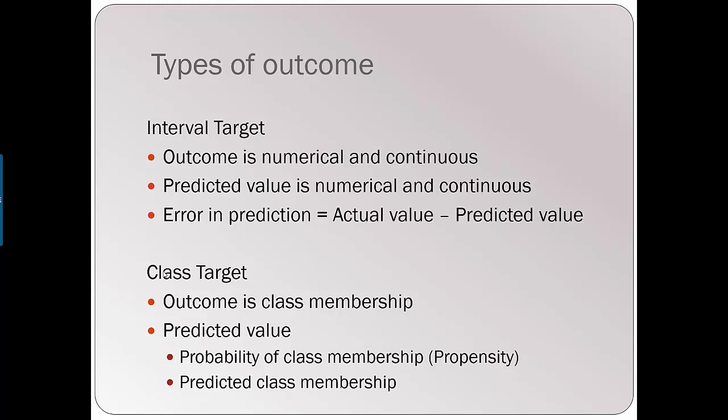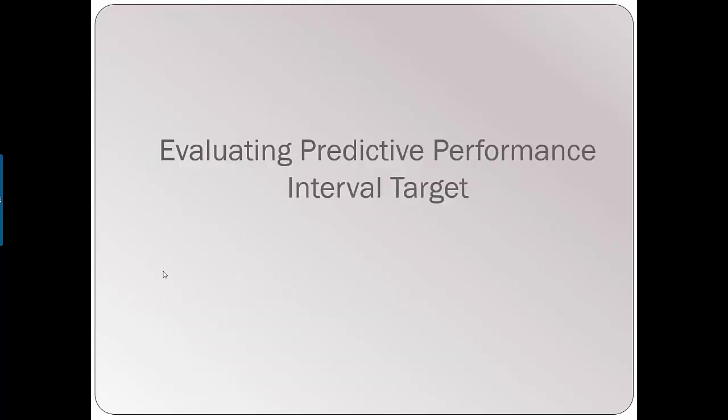Okay, so that's one outcome that we get from our model, and based on that probability, then we have to assign a class membership to the observation. So there are two things here: probability or propensity, and then based on the propensity, the class membership. Then we have to use these two concepts and come up with performance measures.